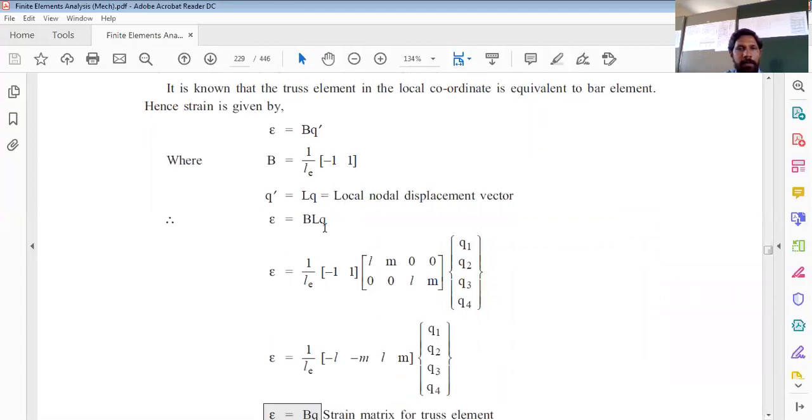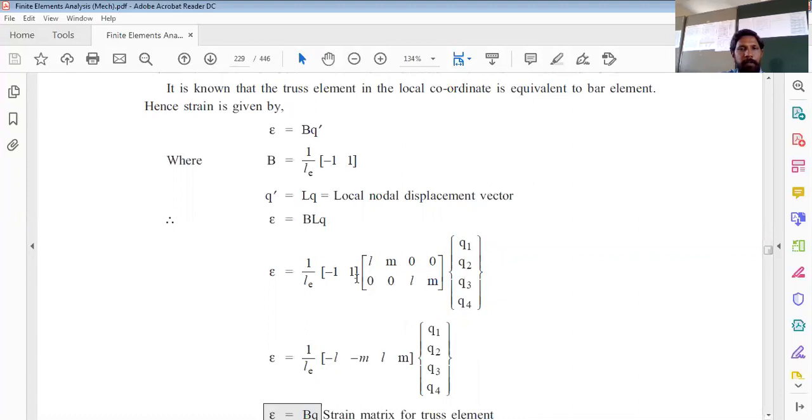So epsilon is equals to B, L and Q. So strain epsilon is equals to B into Q dash, as Q dash is L into Q. So we can write epsilon is equals to B into L into Q. So we know for one-dimensional bar element, strain displacement matrix is 1 by length of element in the matrix of -1 +1, and transformation matrix is given by Lm 0 0 0 0 Lm, and the displacement vector in global coordinate system for a truss element is Q1 Q2 Q3 Q4.